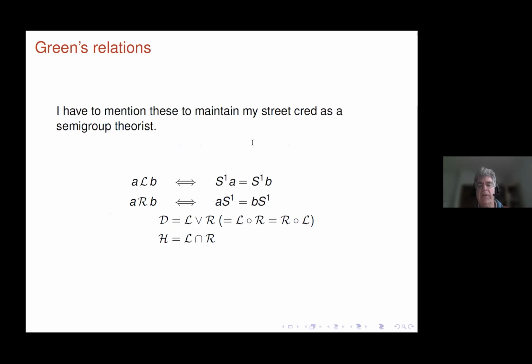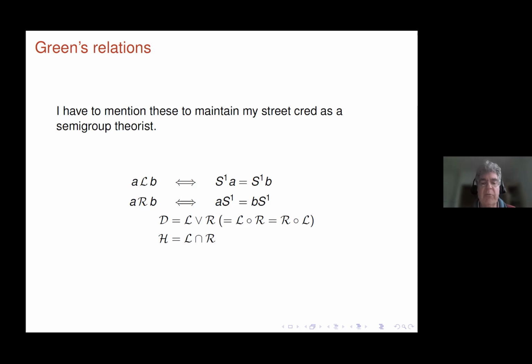So let me mention Green's relations. Now, if you've ever heard a semigroup theory talk before, you know that it's a requirement that there is at least one slide that talks about Green's relations. And sometimes they draw egg box pictures and other such things to illustrate these things. So even though I come originally from quasi-group theory, in order to continue to pretend to be a semigroup theorist, I have to show you this slide.